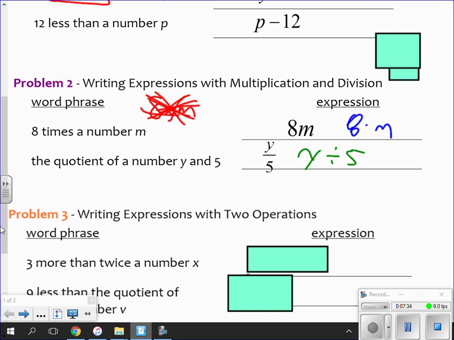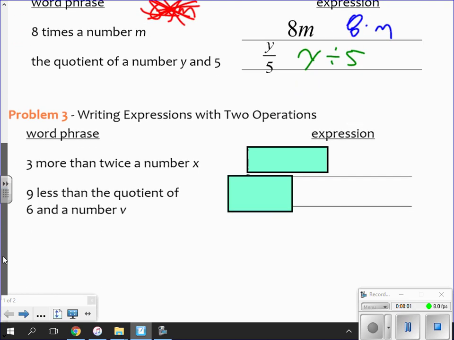if you did y divided by 5. I prefer it as a fraction because when we're working with equations later, the fraction is what you're going to see more often than not. And understanding that that means division, not necessarily a fraction, but it means division, is an important thing to be able to understand. Okay. Questions?